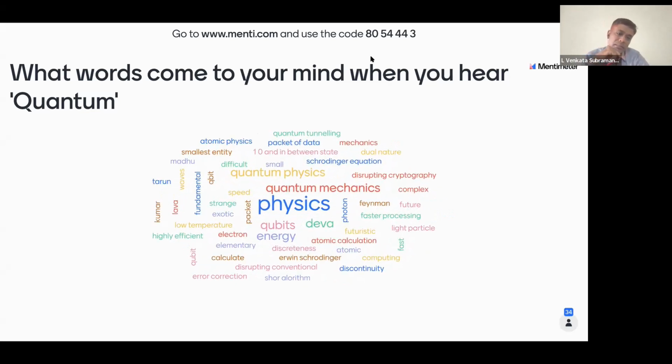Complex. Okay. I don't know. Madhu. Okay. Somebody, is that somebody's name, or Tarun? Okay. I see Tarun, Kumar, Madhu. Okay. And I hope Tarun, Kumar, and Madhu, you also make great contributions to the area of quantum computing.